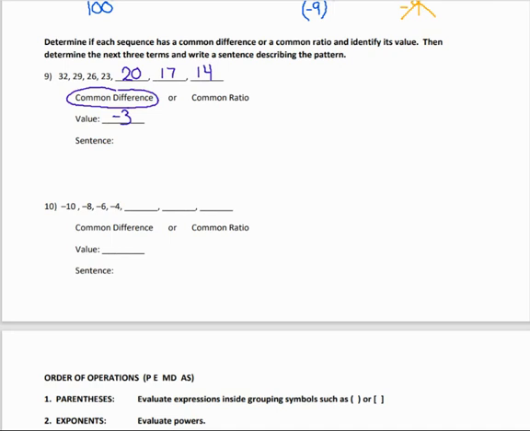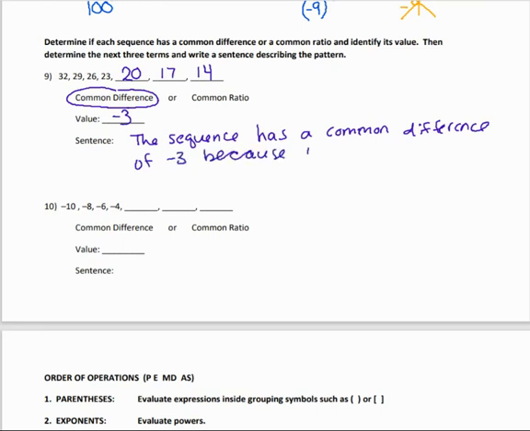All right. So the sentence there is that the sequence has a common difference of -3 because we are subtracting 3. I think that's you, Alyssa. Would you mind just muting yourself? Thanks.